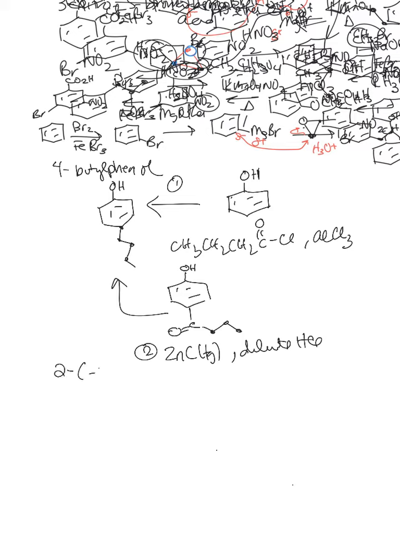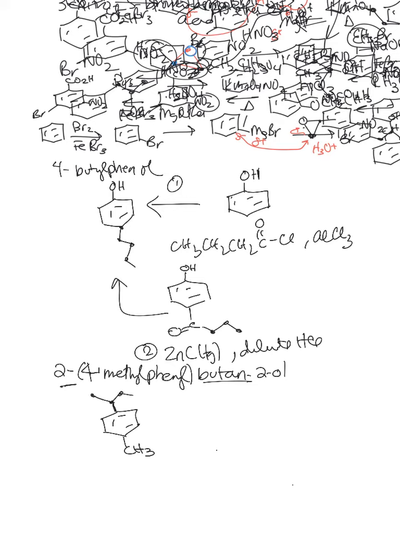Okay, and the last one, 2-(4-methylphenyl)butan-2-ol. Okay, so we have our phenyl group here, and at the 4 we have a methyl, and on the 2 of the butanol chain, so 1, 2, 3, 4, at the 2 we have this group, and then also on the 2 we have an alcohol. Okay, so obviously something like this where the alcohol is directly bound, it can come from the ketone.